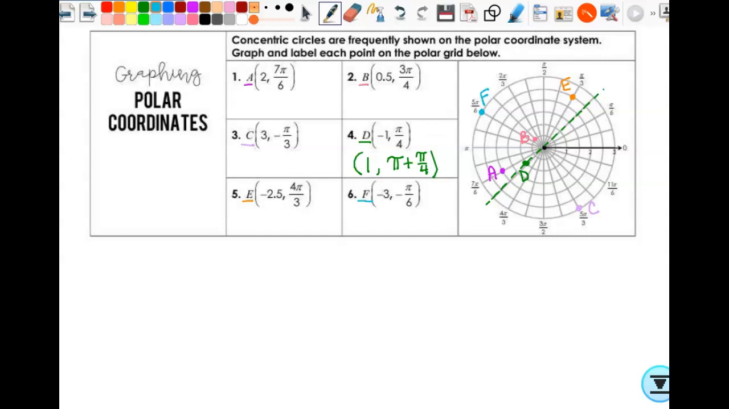So that's where F should be. Then I'll talk you through it. I went to 3, negative pi/6, passed through the pole, and put it at 3 on the other side. What questions do you have? All right.